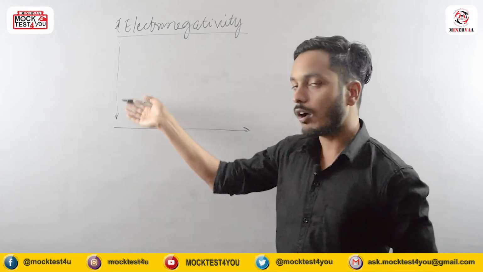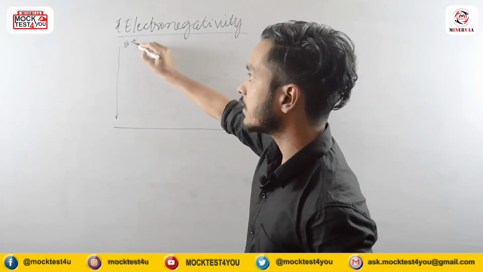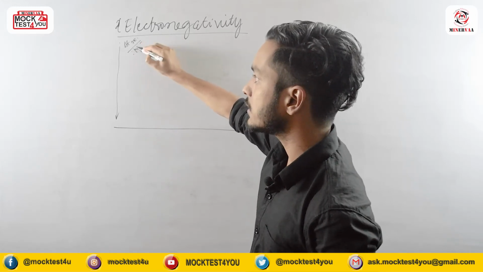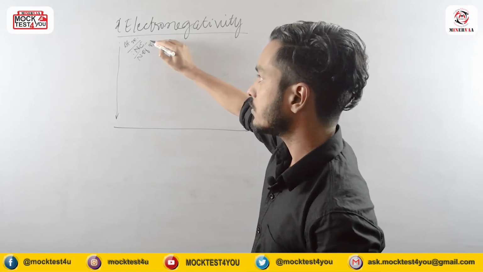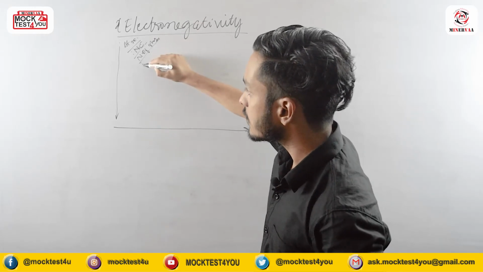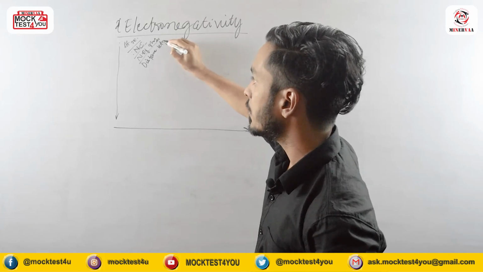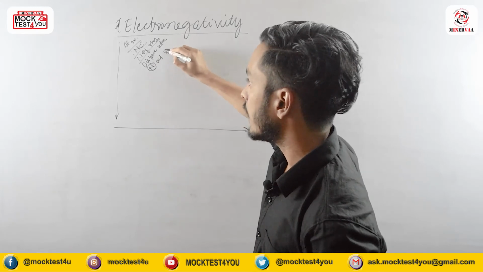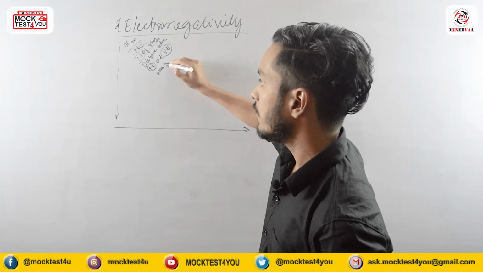So if you are going down the group, then what are the things which were increasing? Atomic number was increasing, right? Nuclear charge was increasing. After that, number of shells was increasing, right? And moreover, number of shells increasing means the distance between the nucleus and the valence electron was also increasing, right?